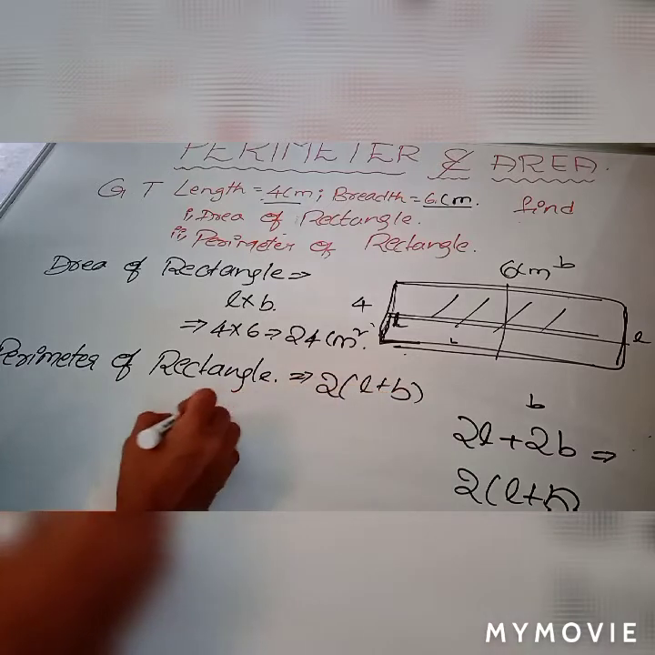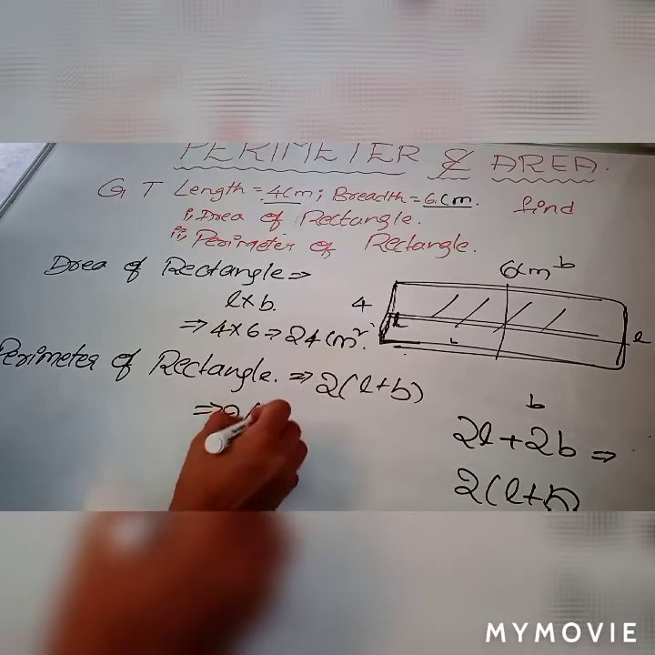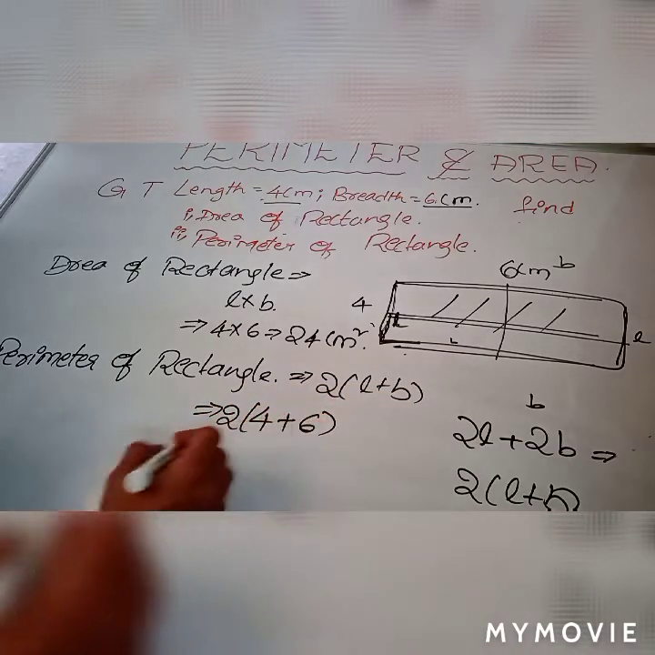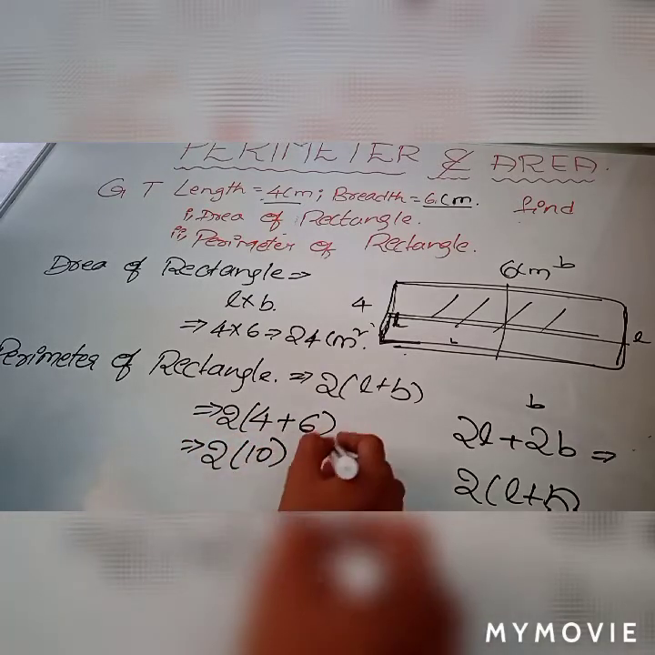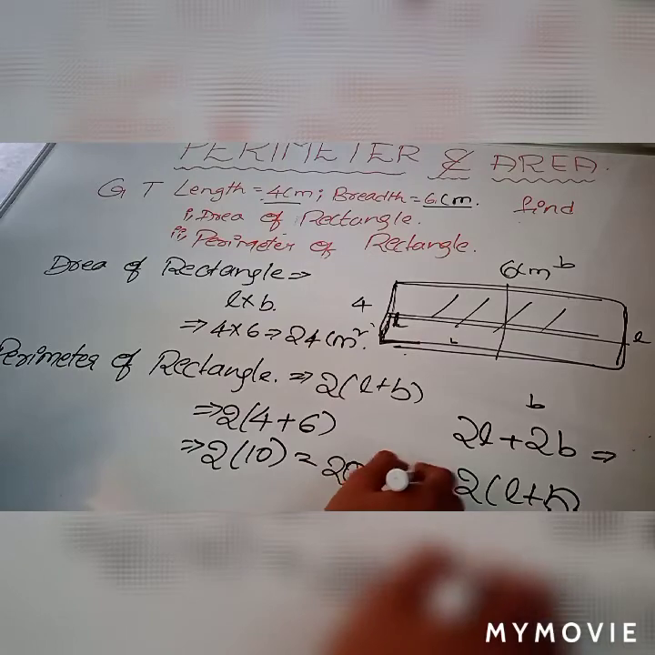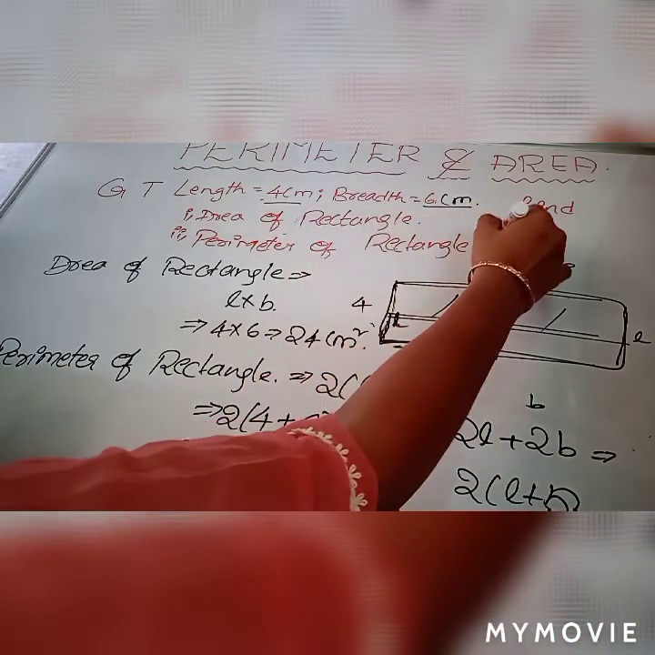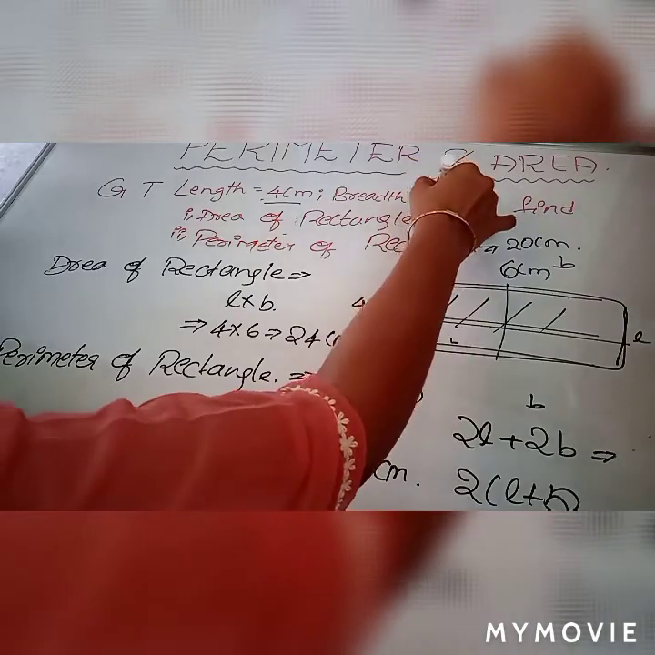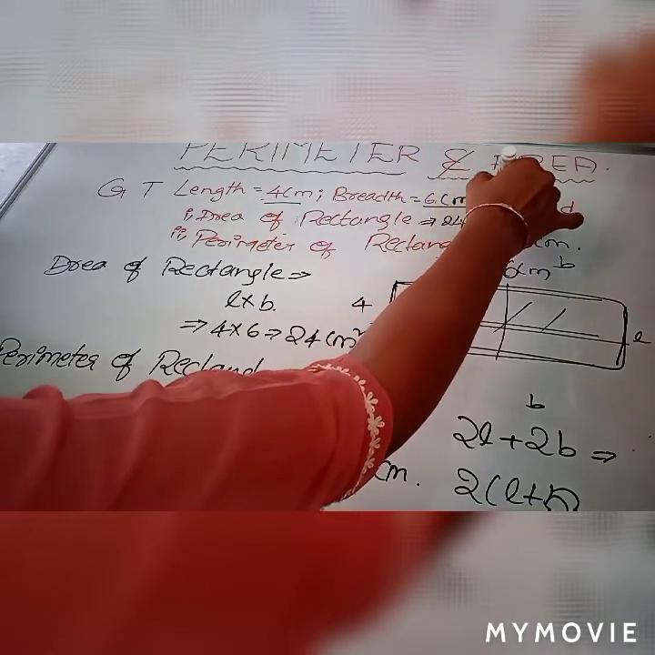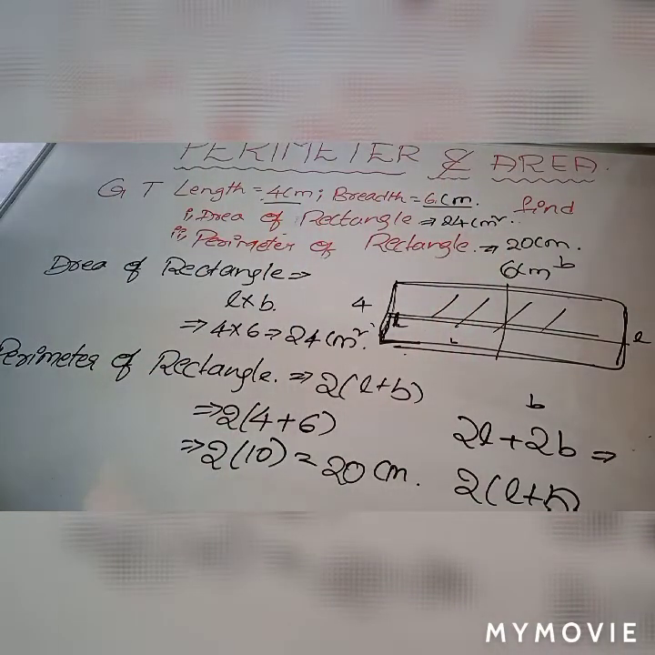Given that length is 4 centimeters and breadth is 6 centimeters. So 4 plus 6 is 10 and 10 into 2 is 20 centimeters. So perimeter of rectangle is 20 centimeters and area of rectangle is 24 square centimeters.